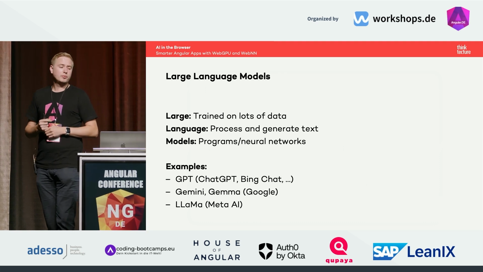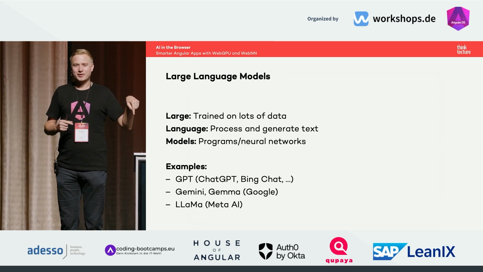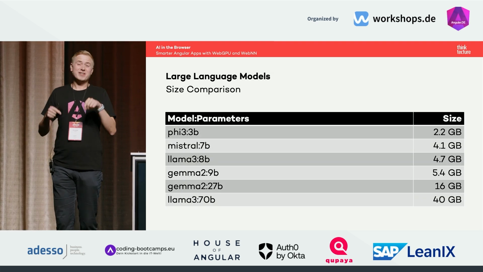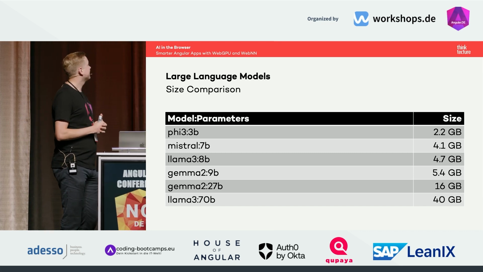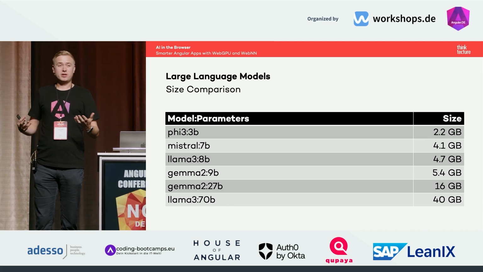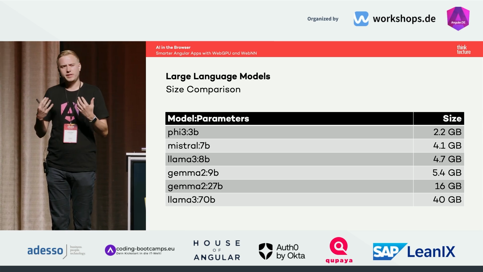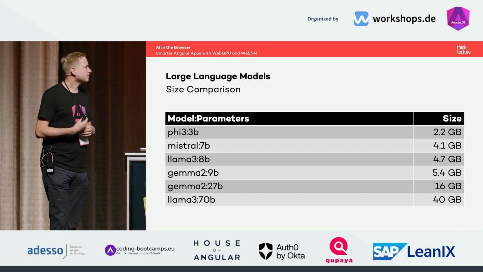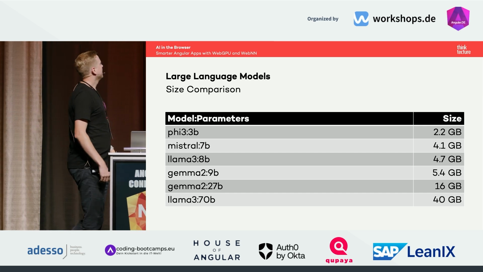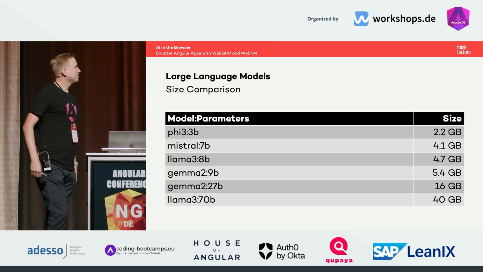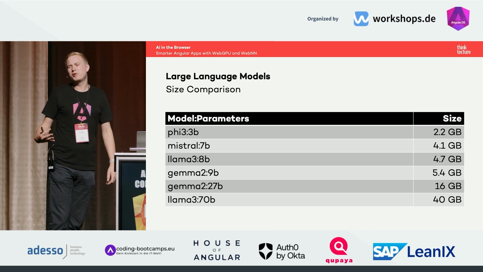However, there's also a problem, and that is that large language models are not only large because they are trained on lots of data, it's also that they are quite large in size. So here's a comparison of differently sized models. The bigger the model, the more parameters it has, the better quality of the responses you typically get. Of course, it varies, but overall, that's what it is. And so if we want to use a very good model, like let's say Llama 3 model here at the bottom, that would be 40 gigabytes in size.